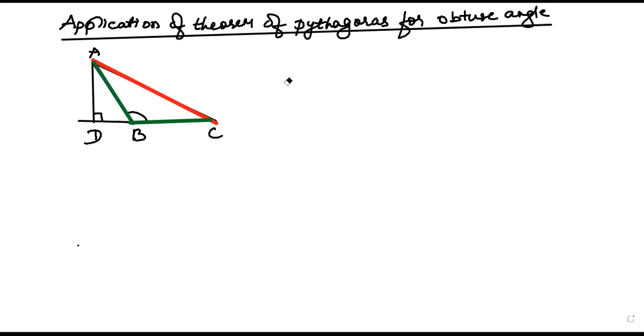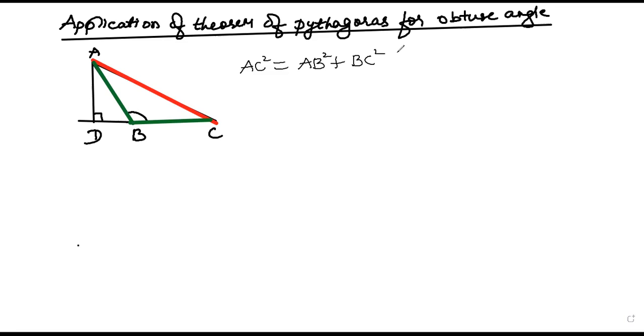Which side is opposite to the obtuse angle, children? You can see here, which side is opposite to the obtuse angle? AC square. So AC square equals the sum of the squares of the sides containing the obtuse angle. Which sides are containing the obtuse angle? AB and BC. So AB square plus BC square.